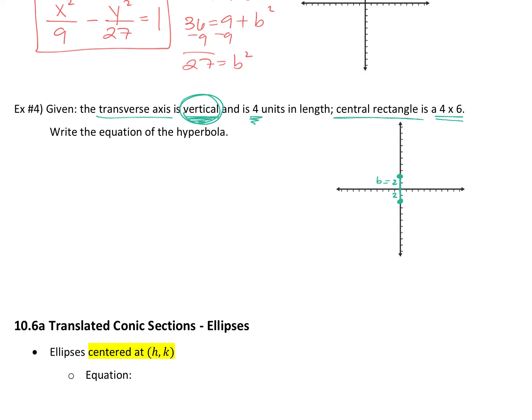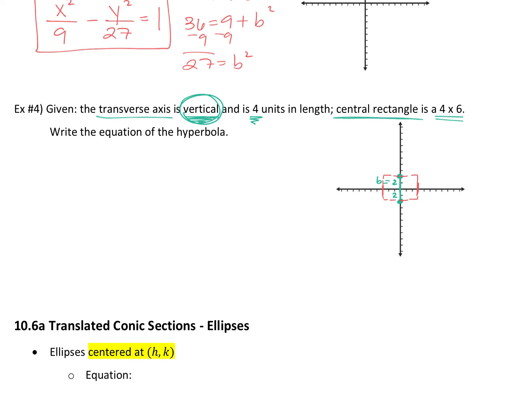It says your central rectangle is 4 by 6. So what's your A value? It's 3. You have to go 3 in either direction. So 1, 2, 3, and 1, 2, 3. Okay, that's your A value, which puts your rectangle here at 4 by 6. Does that make sense?